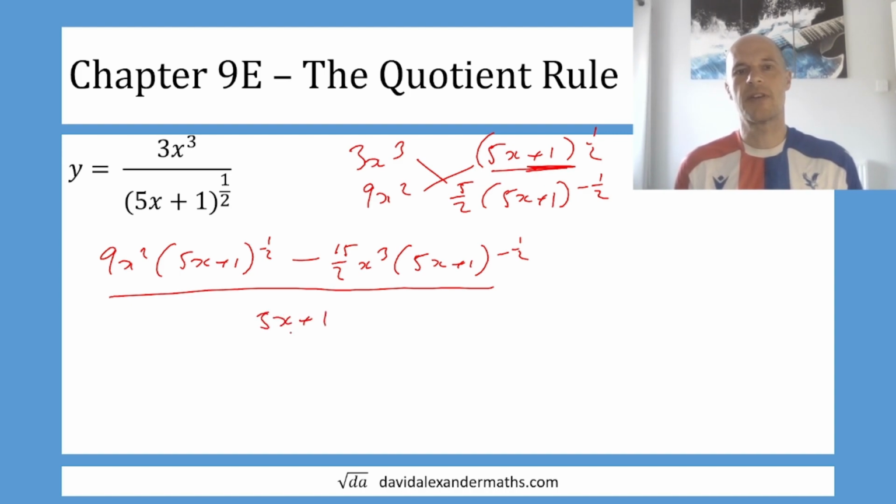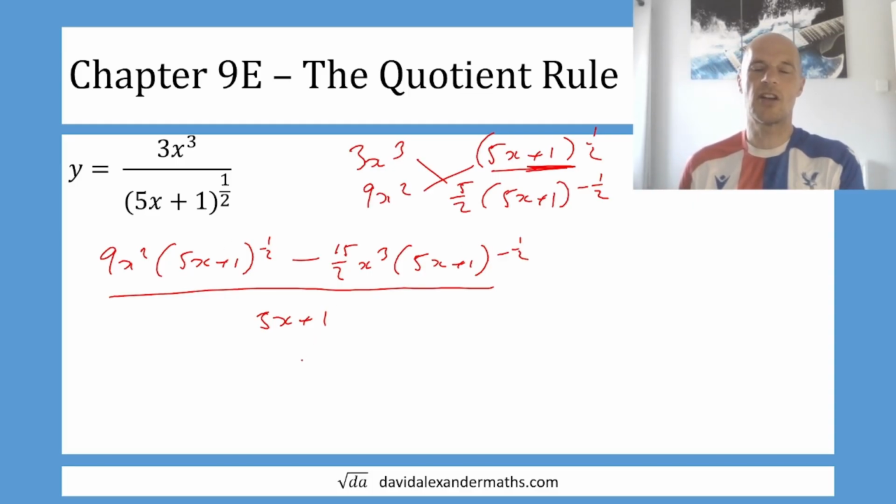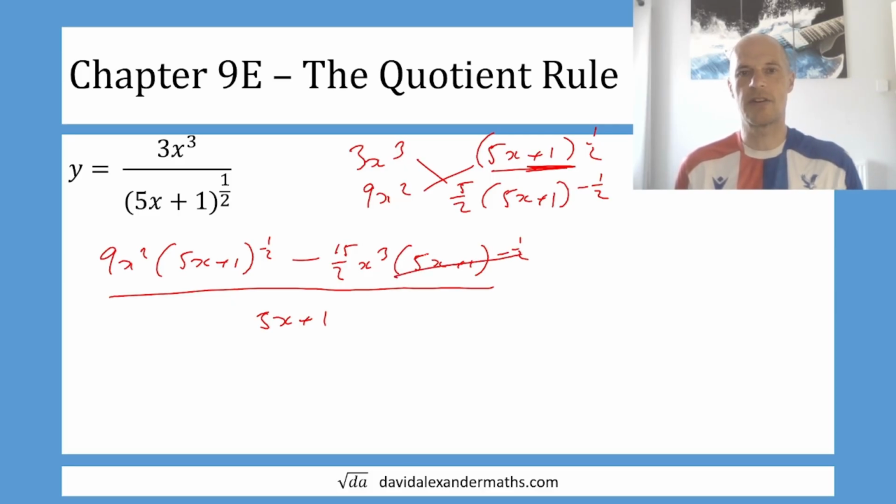Now we can see we've got a 5x plus 1 in each part, so to a lot of people it's not obvious how we can simplify this. We can always divide through by the lowest power. So here the lowest power is this negative half, so I'm going to divide everything through by 5x plus 1 to the minus 1 half, so that one will vanish completely. Now we need to be careful here. So we are dividing by something, I'll just say x to the power of minus 1 half.